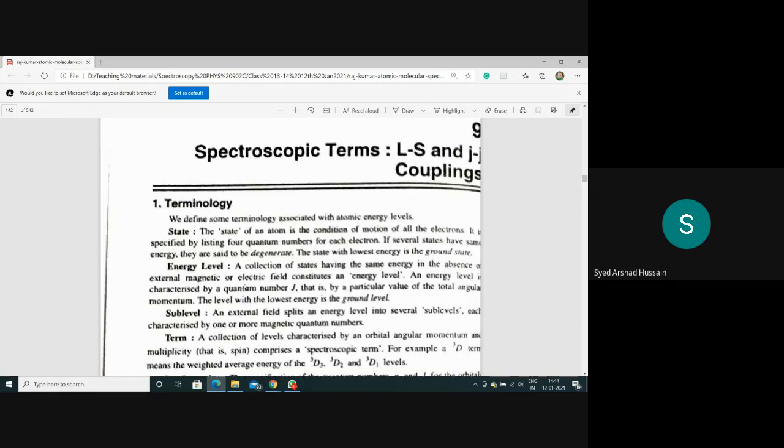Okay. Then resonance line. Resonance line means if you have more than one transition between levels, then the lowest frequency, that is the transition to the ground state from the next higher energy state. It's the lowest energy, that means lowest frequency. These are called resonance lines.